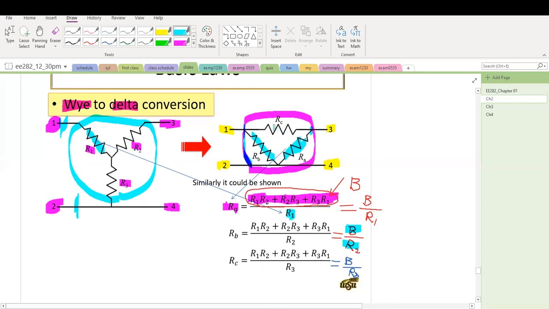Let's look at RC. RC is this resistor here, in between terminals 1 and 3. If we look at the Y connection, R3 is the resistor that's furthest away from terminals 1 and 3. Therefore, RC equals this quantity B divided by R3. This is the tip to memorize this.